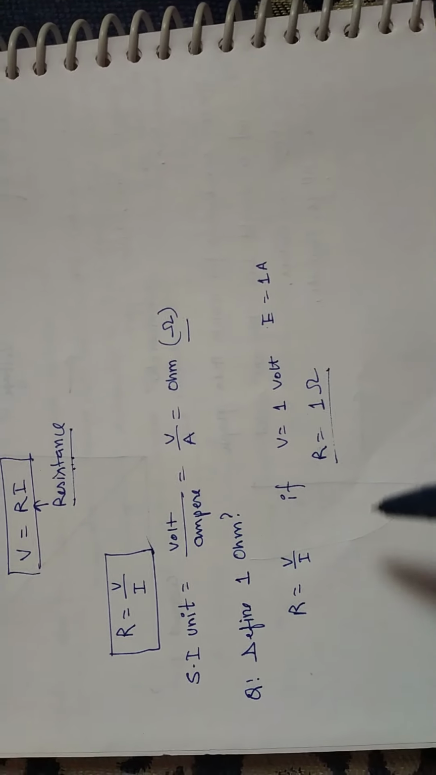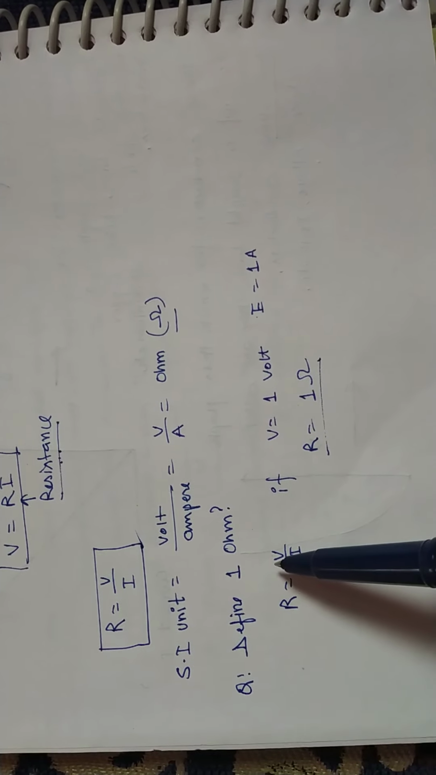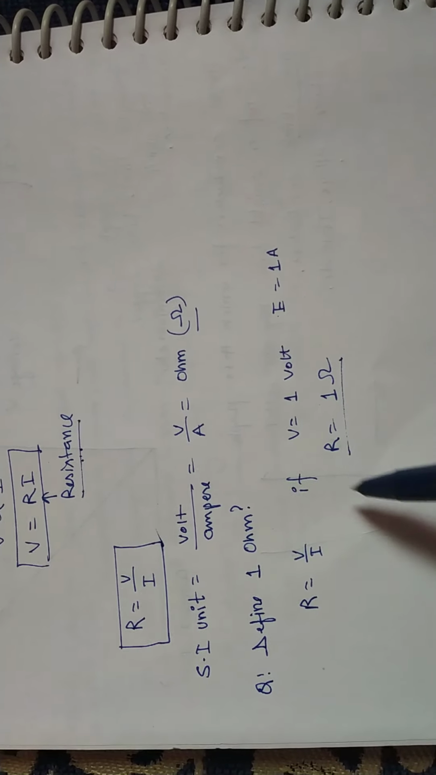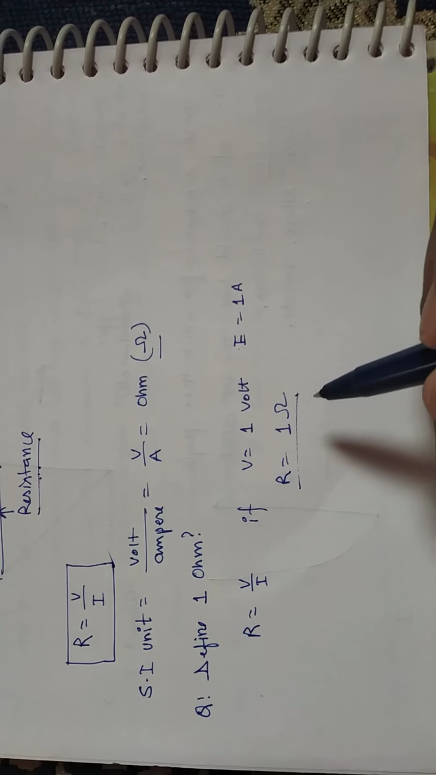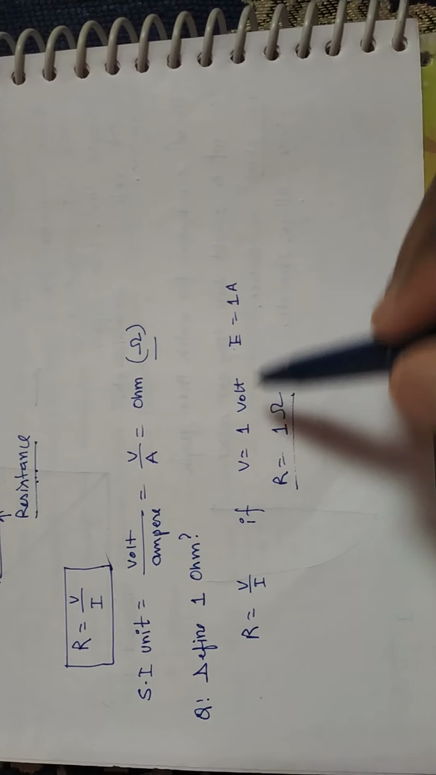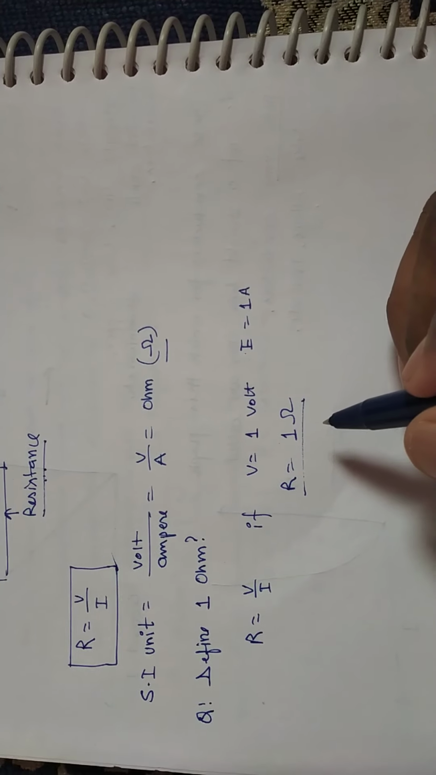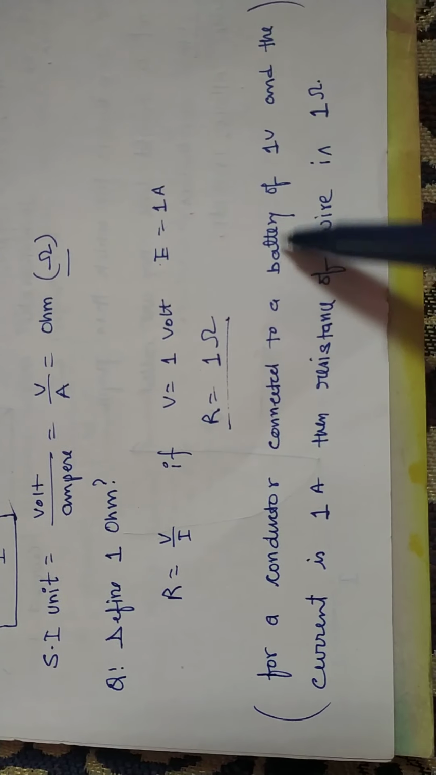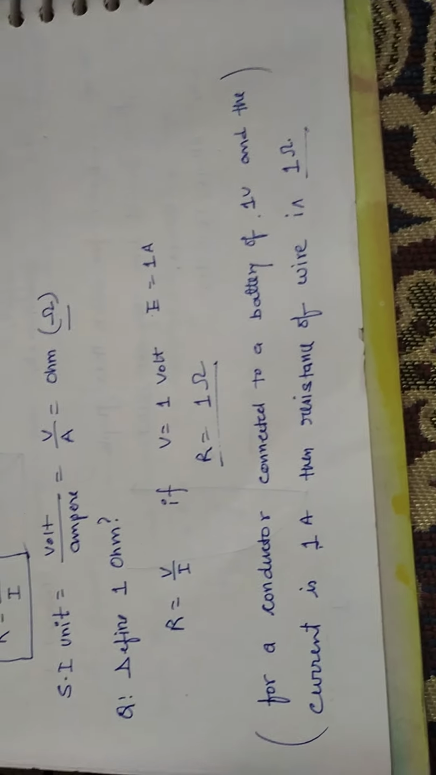Students, whenever we write a definition in physics, we take the help of these formulas, we put the right side values 1 and 1, and we bring our conclusion to these values so that we can define them in a statement. How? We can say it like this: for any conductor, if a potential difference of 1 volt is applied across its ends and the current flow is found to be 1 ampere, then the resistance is 1 ohm. That is, for a conductor connected to a battery of 1 volt and the current is 1 ampere, the resistance of the wire is 1 ohm. Is that fine to you?